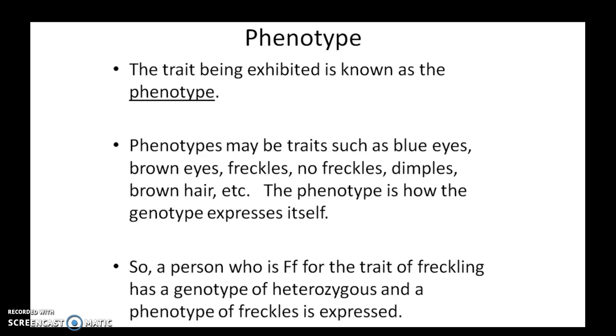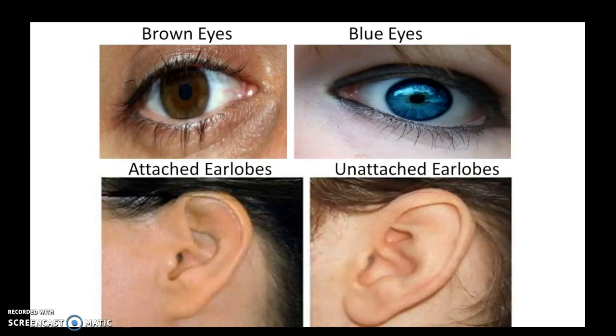Then we have this other concept known as a phenotype. So genotypes are the types of genes we had. Your phenotype is what your physical type would be, or how the gene is being expressed, aka what it looks like, what you actually see. So your phenotype may be traits such as blue eyes, brown eyes, freckles, no freckles, dimples, brown hair, etc. So it is literally what you are seeing when you look at somebody. It is their phenotype. So here are some examples of phenotypes: brown eyes, blue eyes, attached earlobes, and unattached earlobes. Those would all be examples of phenotypes because it's what you're seeing.